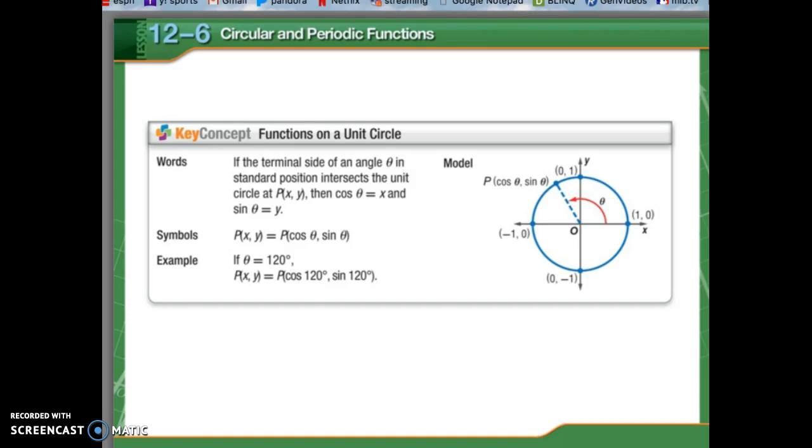So the concept here says that if the terminal side of an angle theta in standard position intersects the unit circle at some point with coordinates x comma y, then the x coordinate is the cosine of the angle theta and the y coordinate is the sine of the angle theta. And in symbols, this says the point x comma y is the same as the point cosine theta comma sine theta. So for example, if your angle theta was 120 degrees, the way you'd find the coordinates of that point is you'd find the cosine of 120 and the sine of 120 and then graph the point. And you can see that in the picture over here.